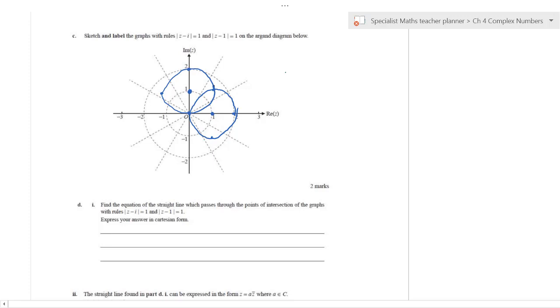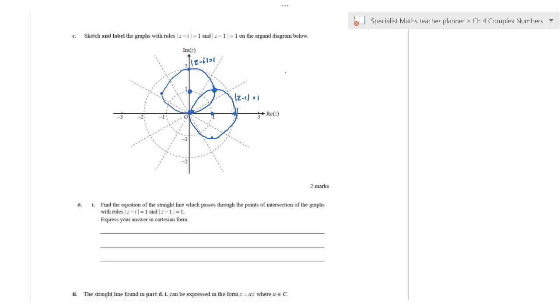The important thing is that the centres are right. You don't need to have some perfect circle. But as you can see, those circles intersect at (0, 0) and (1, 1). That needs to be very clear. Easy marks though, isn't it? Sketch and label the graphs. So what we can say is that this here is the modulus of z minus i is equal to 1, and this one here is the modulus of z minus 1 is equal to 1, like so. Nothing else required. Don't need to label the intersections or anything.